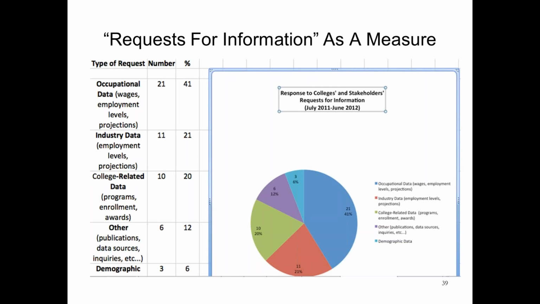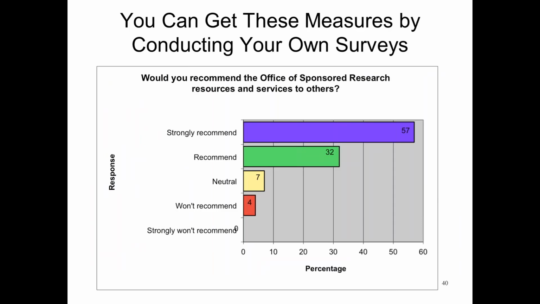A grants office often will get requests for information. You might consider tracking something like that. Or you could use this as a metric. Here's one you get by yourself by conducting your own survey.